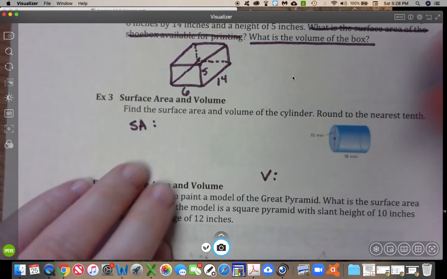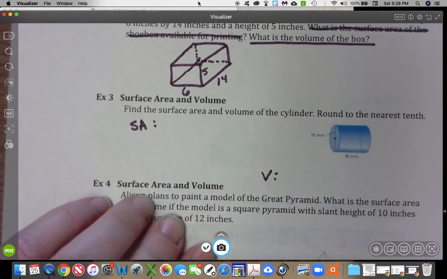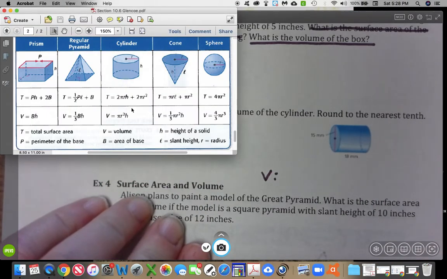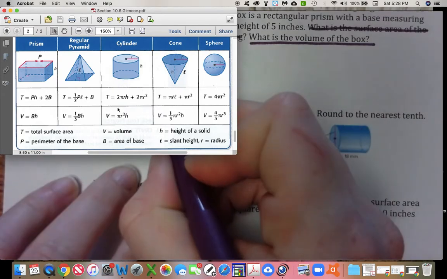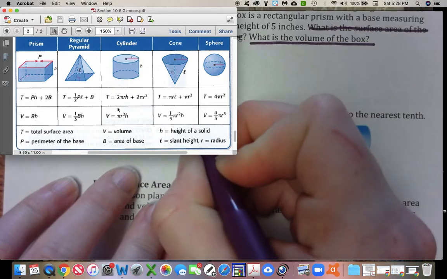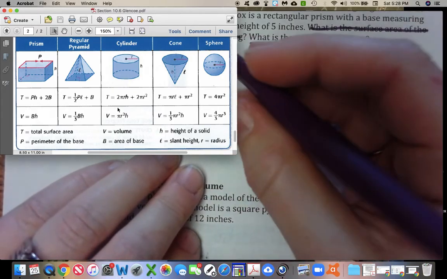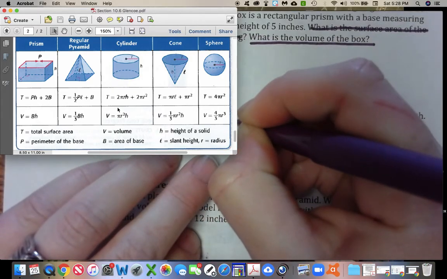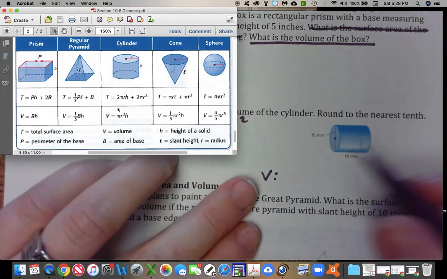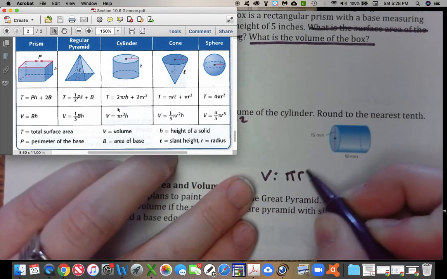Okay? All right, example 3, if we're finding the surface area and volume of a cylinder. Let's go to here and see what we need for surface area and volume of a cylinder. Surface area is 2 pi r h, so 2 times pi times the radius times the height, plus 2 pi r squared. Just copying this guy down. Volume is pi radius squared times the height.